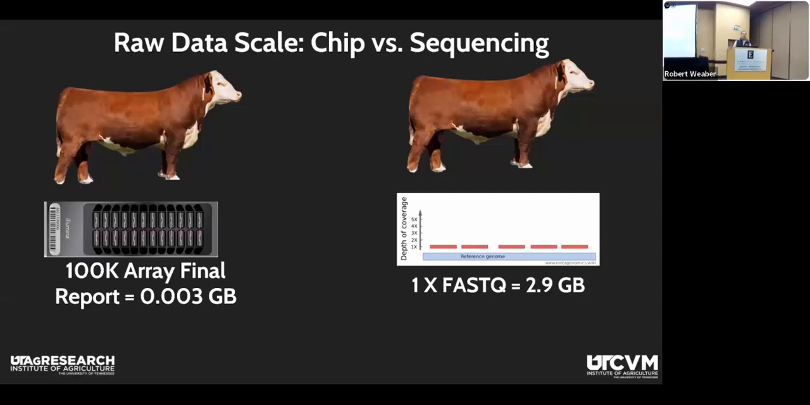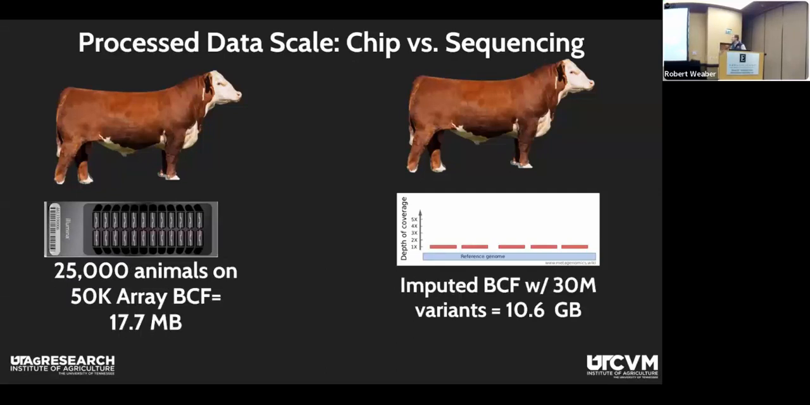So as we think about the long-term storage of this, this is multiple orders of magnitude additional information, but it's also multiple orders of magnitude additional storage that we have to be responsible for at the level of breed associations, genotyping companies, academic groups, and so on.